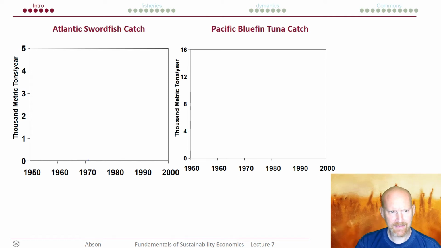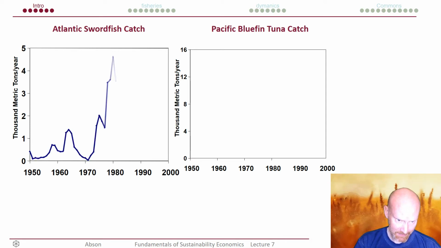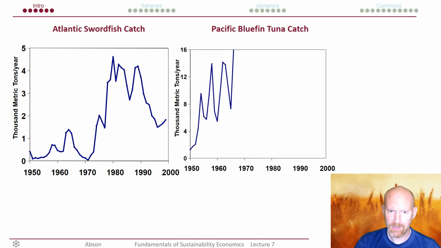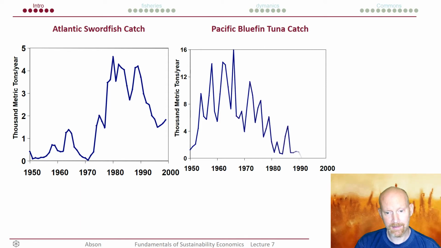So this is the kind of patterns. I'm going to show you a few examples here of the kind of patterns that you see when you look at biomass or fish stocks for different fish species and in different oceans. So this is in the Atlantic, and this is swordfish. In the 1950s, they weren't catching much, it went up and up and up, and then in the 1990s, those fish stocks started to collapse. For Pacific bluefin tuna, the numbers went up and up and up, and then they collapsed.